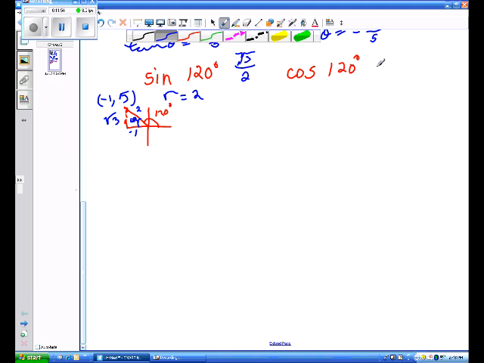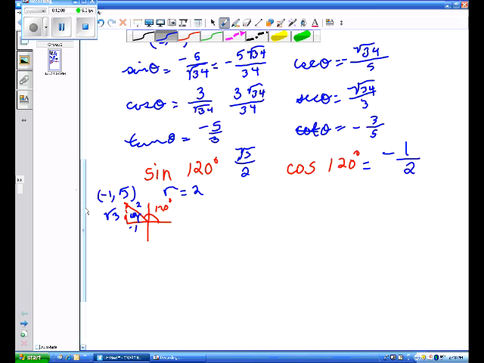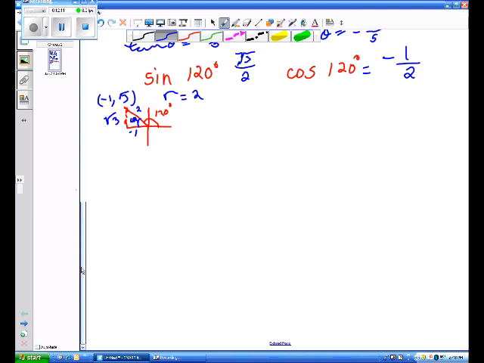The cosine is x over r, which is negative 1 over 2. So we can find our functions for a particular angle if we can find a point on the edge of that terminal side. Later on, we will actually memorize our values for sine and cosine. And this is going to be true no matter what point. We could have picked any ratio that we wanted, and we'll actually look at that just a little bit.